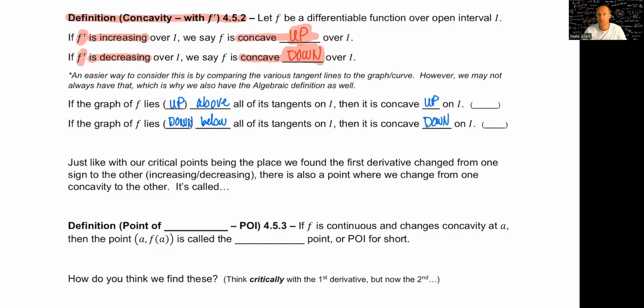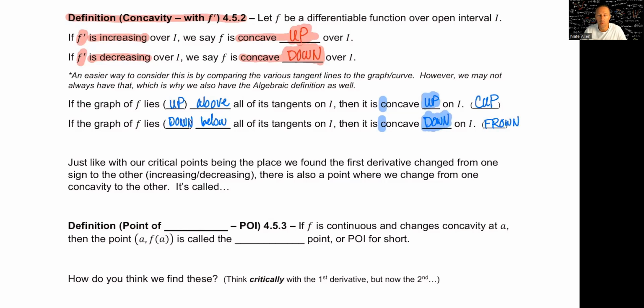Then we're going to say that this is concave down. And I like to use a little acronym here to remind you: if it's concave up, then it's going to look like a cup, where if it's concave down, it will look like a frown. Okay, hopefully that'll help you. This is just a visual without the actual graph.